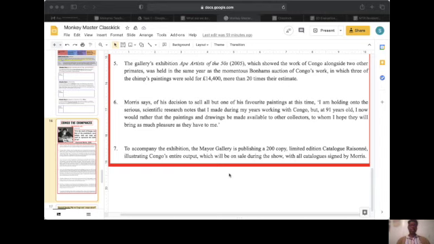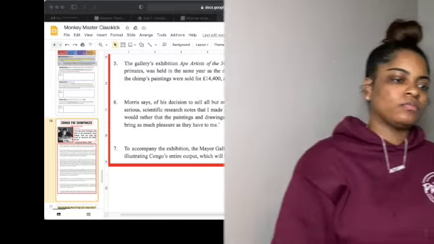To accompany the exhibition, the Mayer Gallery is publishing a 200-copy limited edition catalog raisonné illustrating Congo's entire output, which will be on sale during the show, with all catalogs signed by Morris.